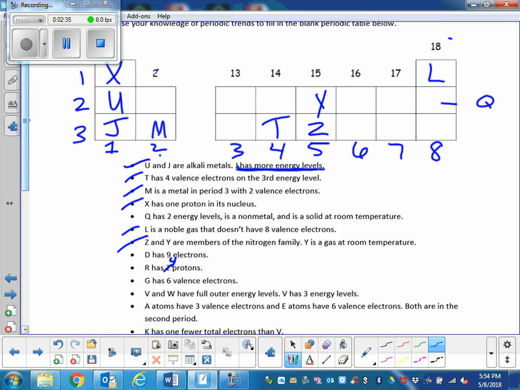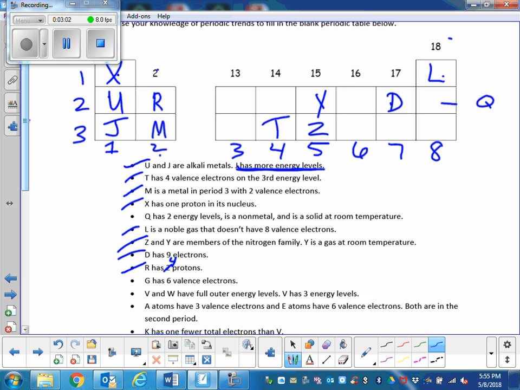D is going to have 9 electrons, so if we count 1, 2, 3, 4, 5, 6, 7, 8, 9, that's going to make D be in group 17. R has 4 protons, so 4 protons, again, we can count 1, 2, 3, 4, making my R be in my 2nd group, 2nd period.